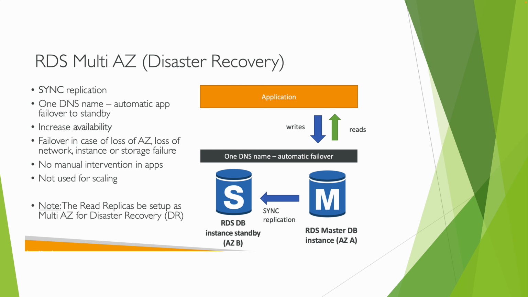and it will keep your applications running without any downtime. So failover happens in case of loss of availability zone, loss of network, or instance storage failure. In any of these cases, whenever the master instance fails, the standby database will come into place and keep your applications up. Here we need no manual interventions; RDS takes care of all these operations. And this is not used for scaling. We are not scaling our applications, we are just keeping our application durable. This is used for durability, not for scaling.